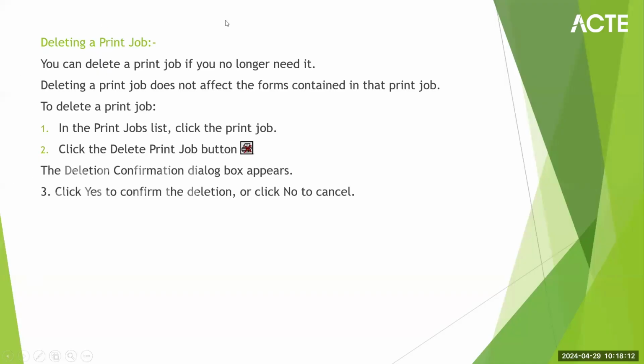So, deleting a print job. You can delete a print job if you no longer need it. Deleting a print job does not affect any form content in the particular print job. Whatever you delete in a print job will not be dependent on any other print jobs as well. To delete a print job, click on the print job and then click on the delete print job button. Click on the print job you want to delete and click on the delete button. There will be a pop-up called confirm deletion, where you click on yes or no.